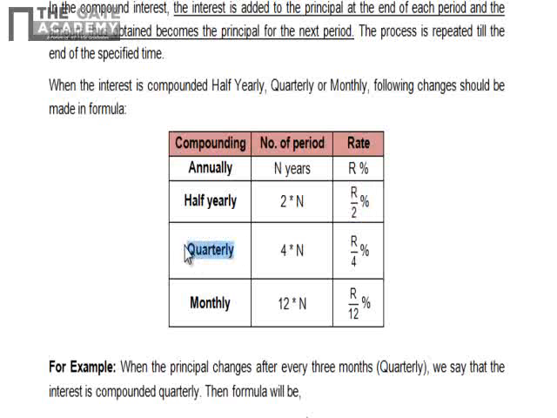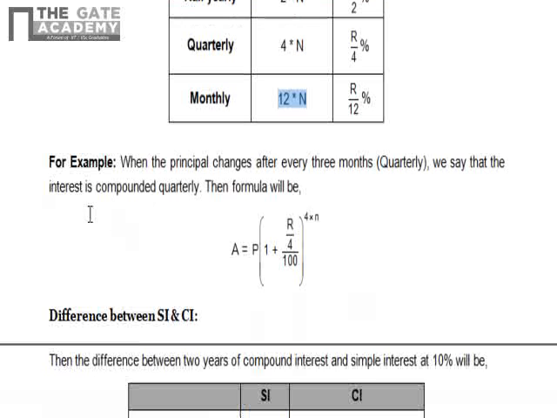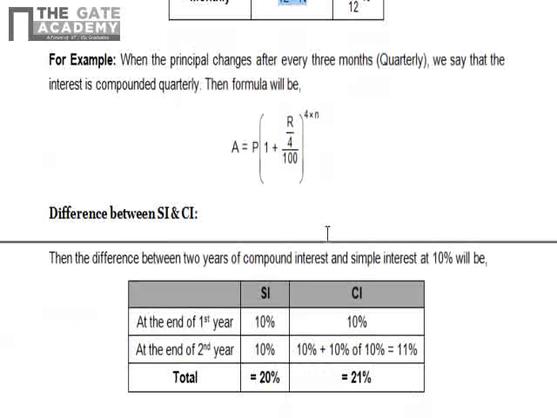Similarly, if it is quarterly, then you'll have to multiply the number of years by 4, and the rate should be divided by 4. For monthly calculation, it is the same. You'll have to multiply the number of periods by 12, and you have to divide the rate of interest by 12. For example, when the principal changes after every 3 months, we say that the interest is compounded quarterly. Then the formula will become amount is equal to P, where you divide the rate by 4, and multiply the period by 4.